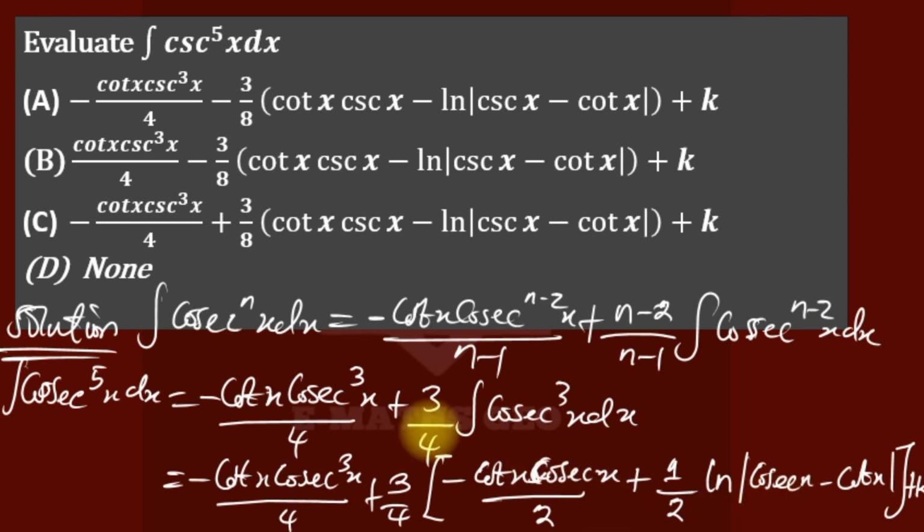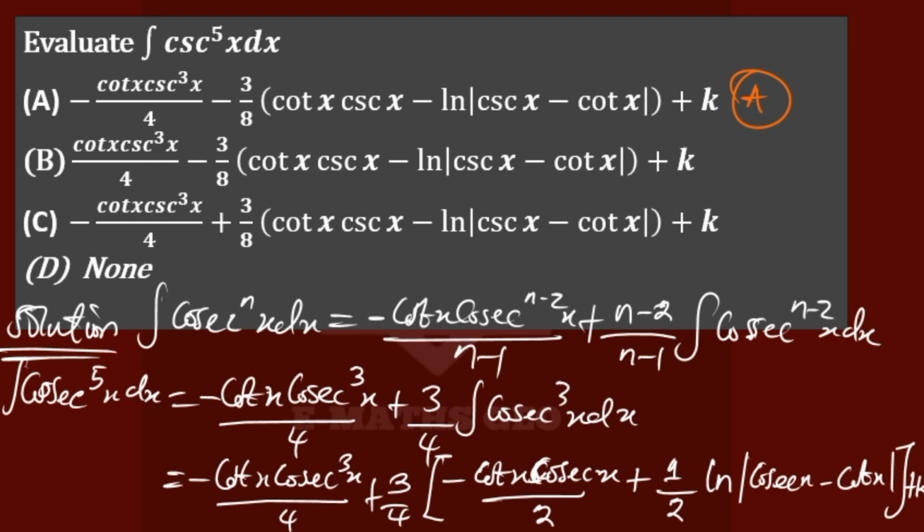So let's look at the options. You can factor out minus half. If I factor out minus half, I'm left with cot x cosec x here minus ln of that. So our answer is option A. A is the best option, so the answer is option A.